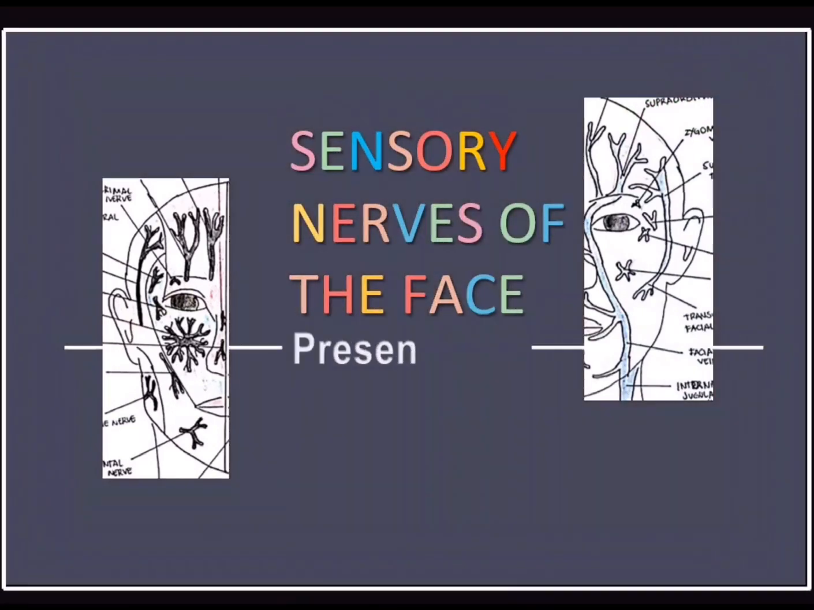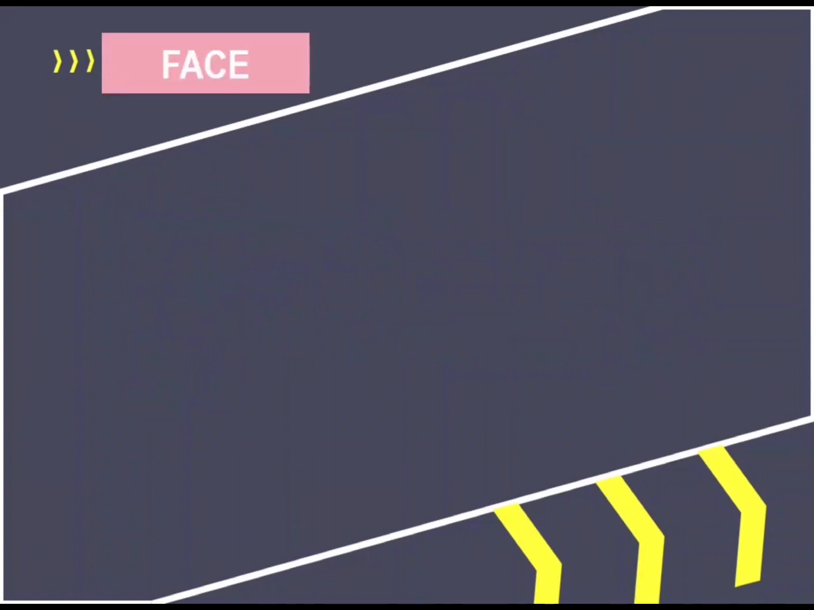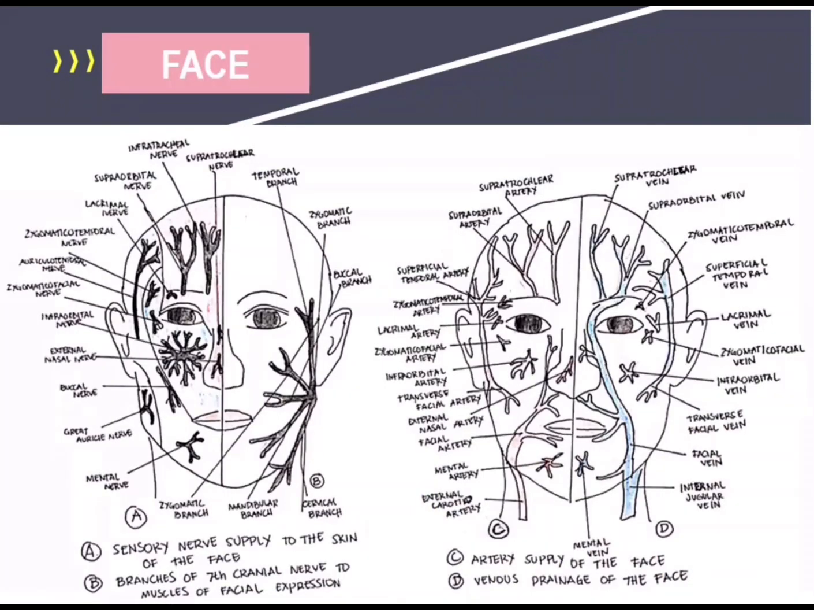For the sensory nerves of the face, the trigeminal nerve, except for the small area over the angle of the mandible and the parotid gland, which is supplied by the great auricular nerve, C2 and 3. As what we've seen in the picture, letter A in the first right side of the face represents the sensory nerve supply to the skin of the face that contains 12 nerves.